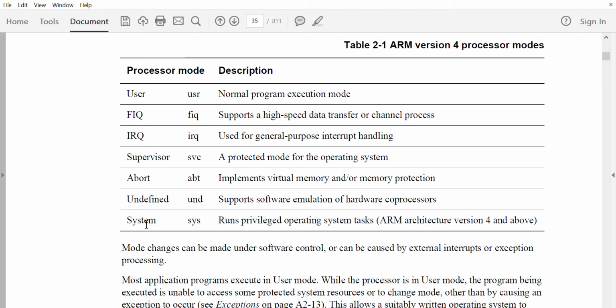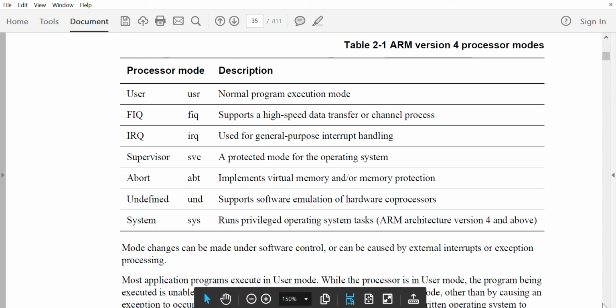If you want high speed data transfer, you go for the FIQ mode. If you want general purpose interrupt handling, then you go for the IRQ mode. If you want to operate in a protected mode, then you go for the supervisor mode. If you're dealing with virtual memory and memory protection, then you go for the abort mode. And if you are going for software emulation of hardware coprocessors, then you go for the undefined mode. And if you are going for privileged operating system tasks, then you go for the system mode.